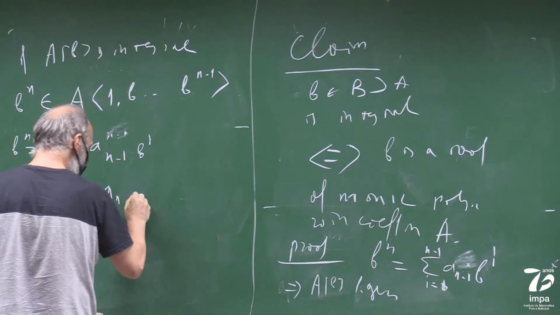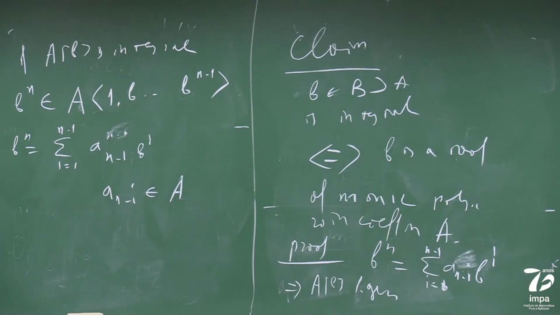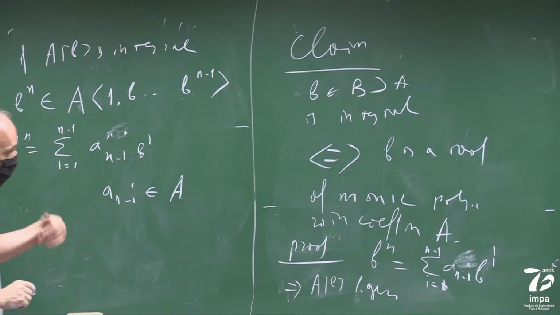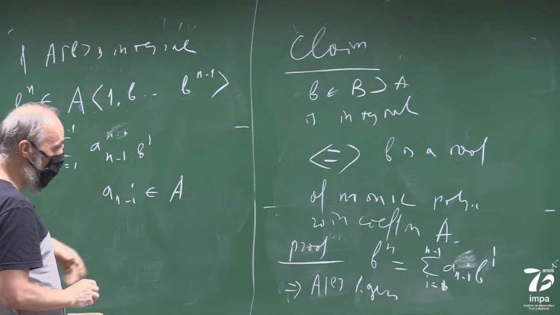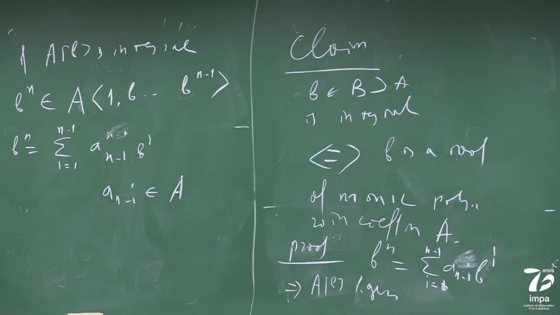And the coefficients belong to A. Okay. So finite generatedness implies existence of a monic polynomial. A monic polynomial implies finite generatedness. So both sides of this claim are proven. Both are equivalent. These are equivalent conditions.